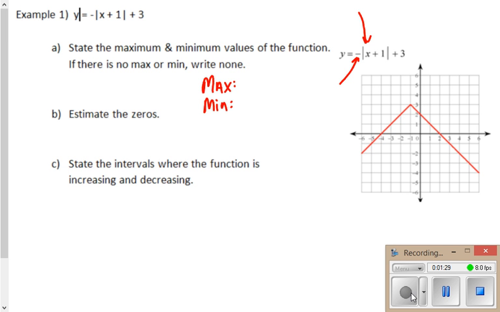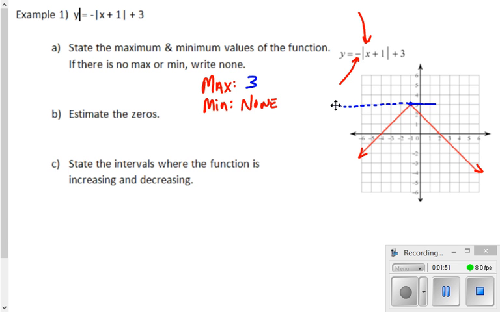Remember, the max would be the highest point on the graph. The highest point on the graph is right here, this point, which is 3. So it has a maximum. However, this graph does not have a minimum because it continues on forever in that direction. So the minimum we are going to write as none.